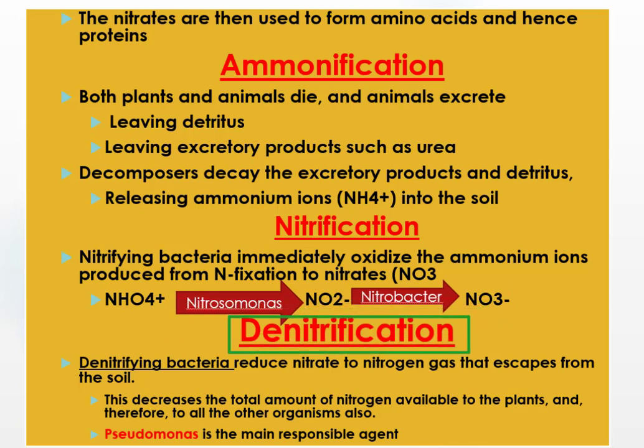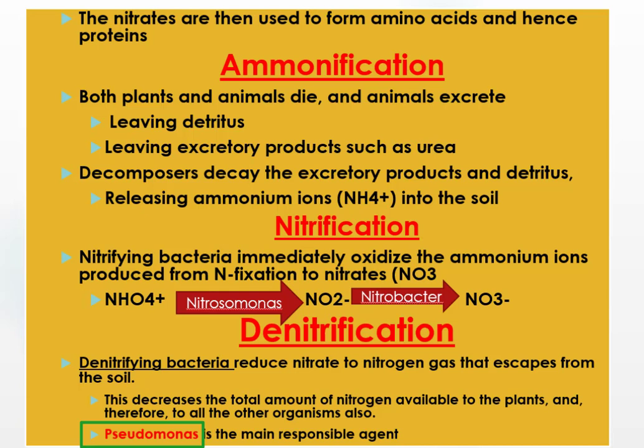The fourth process of nitrogen cycle is denitrification. Denitrification is the process of converting nitrites and nitrates back into atmospheric nitrogen gas. This replenishes or fills up again the atmosphere. Once again, bacteria called Pseudomonas are the agents to convert nitrates or nitrites back to nitrogen gas.